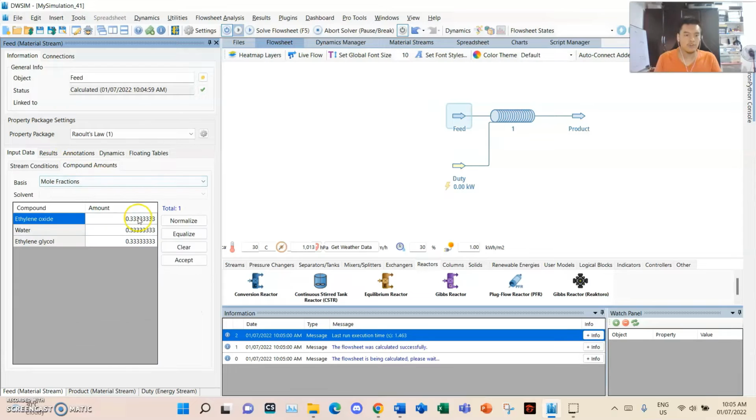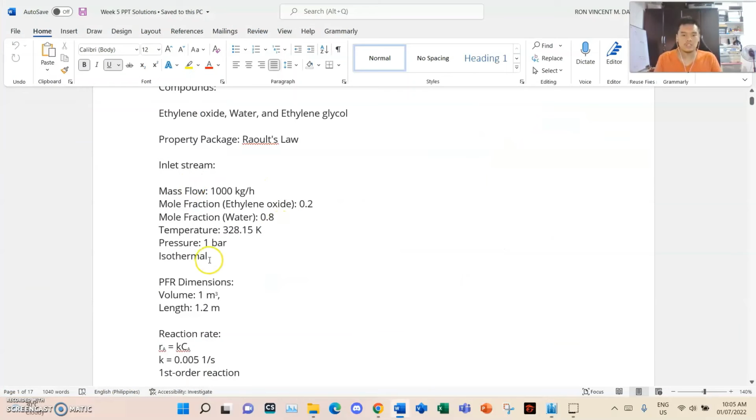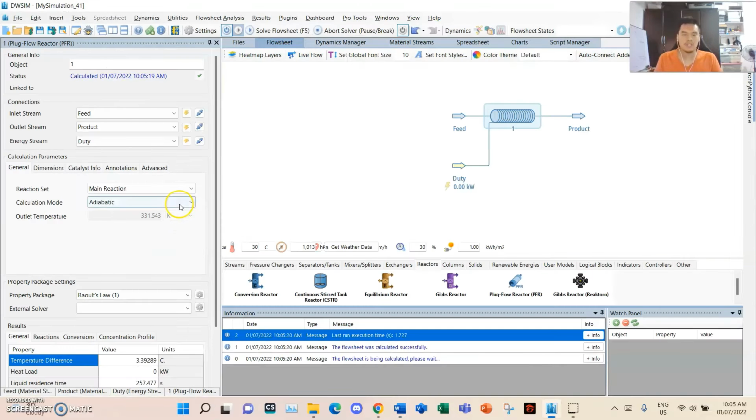Okay, and then for the compound mole fractions, ethylene oxide is 0.2, water is 0.8, and by nature, ethylene glycol is 0 since it doesn't exist yet, since there is no reaction occurring yet as it's still in the feed. Alright? Afterwards, double check your details. Everything looks good. Now we go to the plug flow reactor details. According to the details here, it operates isothermally, meaning that the temperature of the feed is equal to the temperature of the product. So we'll put isothermal, and then we'll specify the reaction.